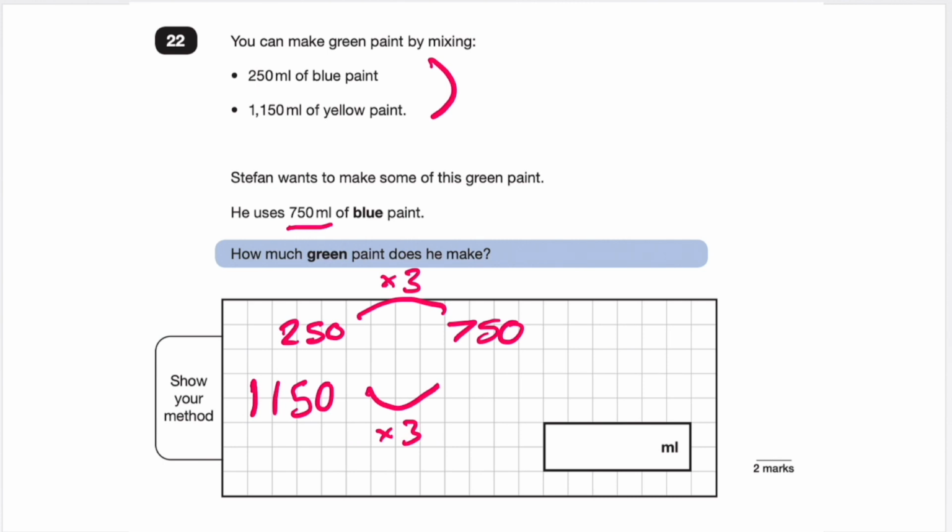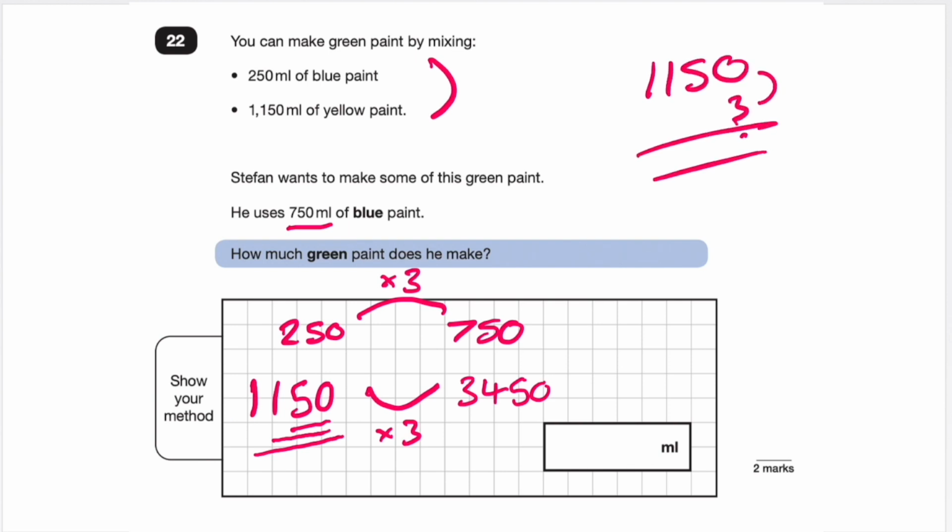Now, because I'm a genius, I can do this in my head. I'm going to do 3 lots of 50 is 150, 3 lots of 100 is 300, and 3 lots of 1,000 is 3,000. So I get an answer of 3,450. But if you wanted to, you could put them into column addition or even a multiplication. 1,150 times 3. 3 times 0 is 0. 3 times 5 is 15. 3 times 1 is 3, plus the 1 is 4. 3 times 1 is 3.